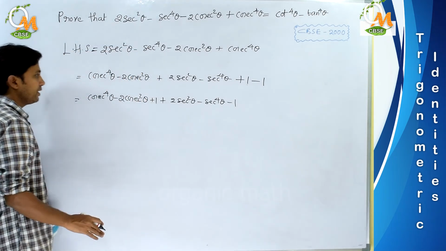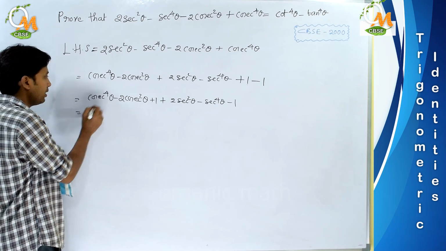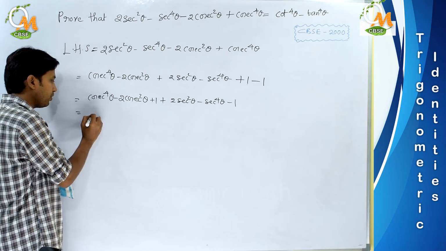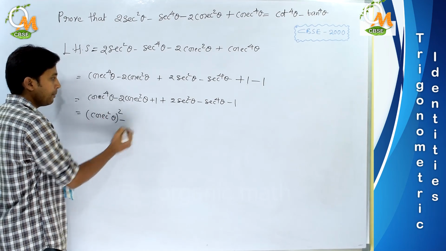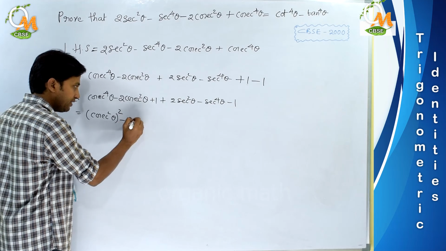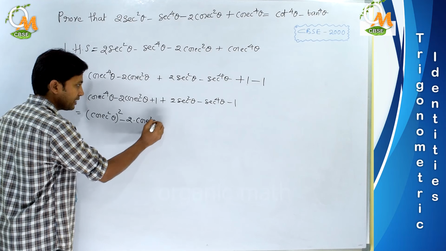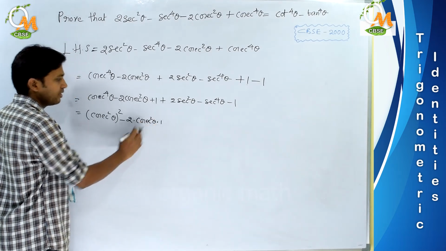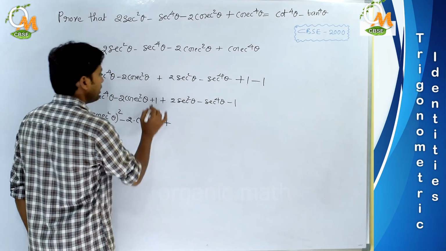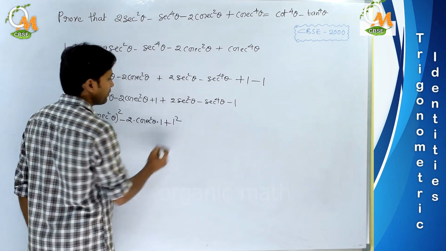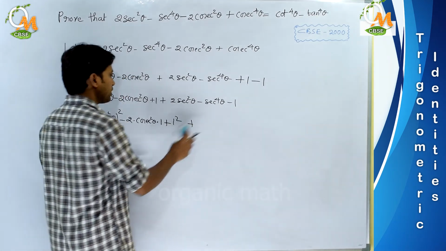Now let me do something here. I want to rewrite this cosecant power 4 theta as cosecant square theta whole square, minus 2 into cosecant square theta into 1. If you write into 1, there will be no change. And now this 1 I am expressing as 1 square. We can write it like this, yes. Next.